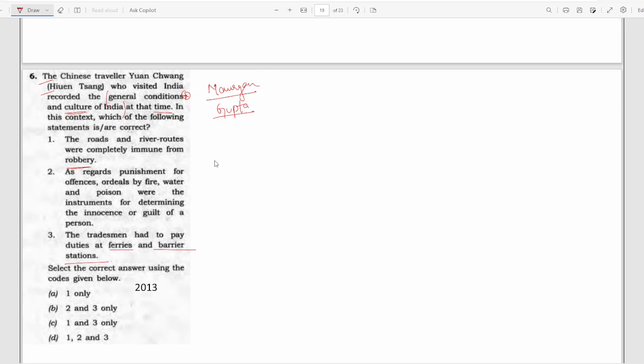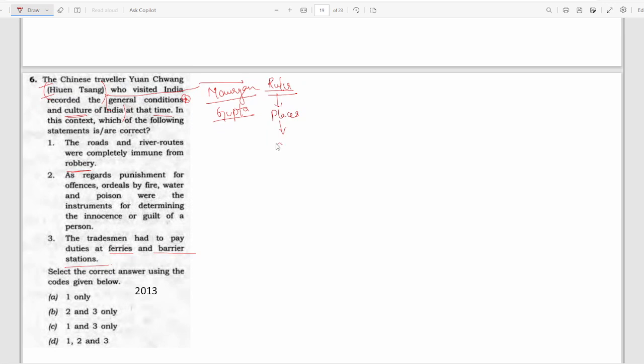So, you have to know about the travelers' accounts, and you have to read about what Huan-Tsang had written about India, and who were the rulers who received this traveler, and the places that he traveled, and his works, in which work he had written about India. I hope this is clear.